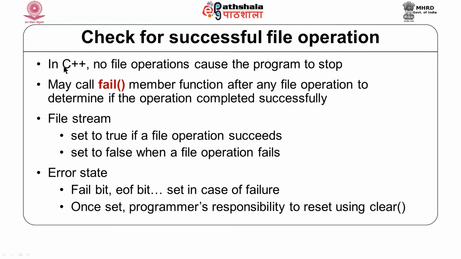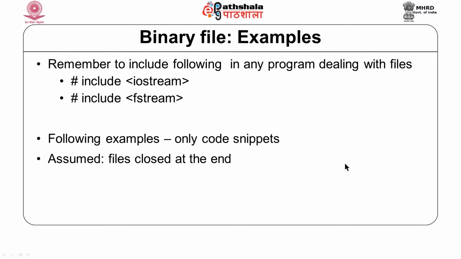In C++, no file operation causes the program to terminate. That means it is the programmer's responsibility to check whether the file operation was successful or not. We may call the fail member function or use other ways like checking the file stream. As said, it is always set to true if the operation succeeds. So, one can even check the file stream or error bits like the fail bit, EOF bit, and so forth. Let us see now the examples of using binary files.